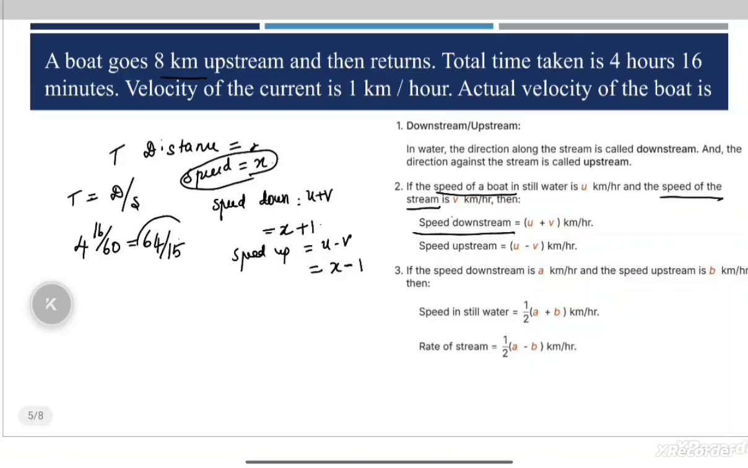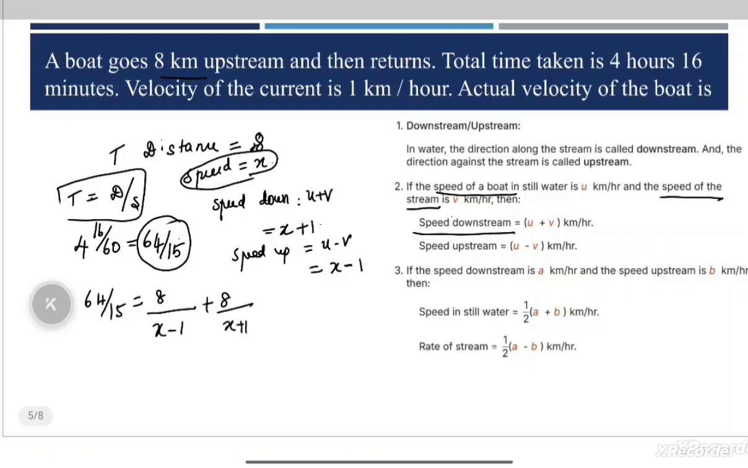So when you're comparing, you'll write 64 by 15 is equal to, as I told you, the distance is constant and the distance is 8. Okay, so it is 8 divided by speed upstream plus 8 divided by speed downstream, which is equal to 64 by 15. So you have to solve this and find what your x is. So solve and check whether you're getting 4 as the answer. The final answer should be 4 kilometer per hour. Okay.